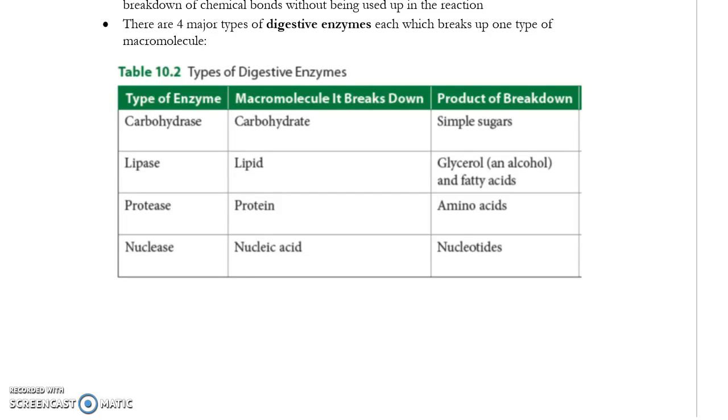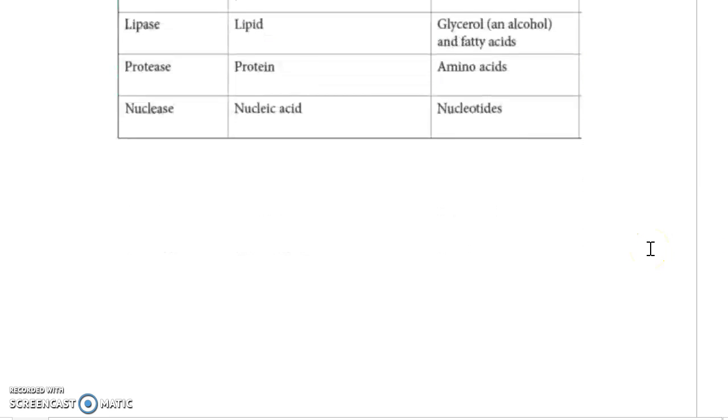Anything that ends with "ase" represents an enzyme. So carbohydrates, just by looking at the spelling of the word, because it has its "ase", you know it's some sort of enzyme. And so lipase is an enzyme for lipids. Carbohydrase is an enzyme for carbohydrates. Protease is an enzyme for proteins, and nuclease is an enzyme for nucleic acid. So those will be the main digestive enzymes that we look at.